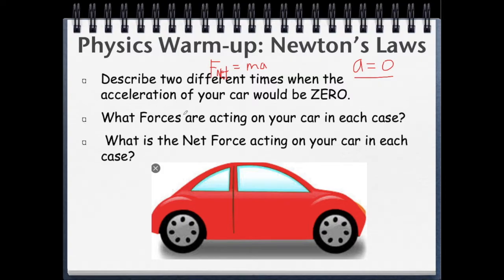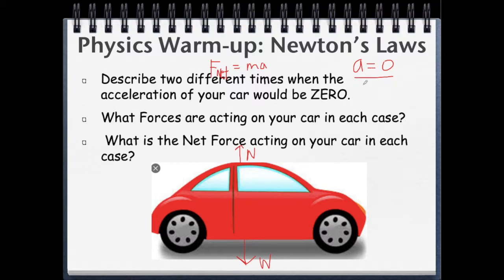It says, what forces are acting on your car in each case? Well, let's go to the case where you're parked. In that case, you have your weight force going down, and the force of the road pushing up on you, which last time we had a special name for. That's called your normal force. So if you're parked, your normal force going up is equal but opposite in direction to your weight, so they cancel. In that case, your net force would be zero, and your acceleration would then be equal to zero.